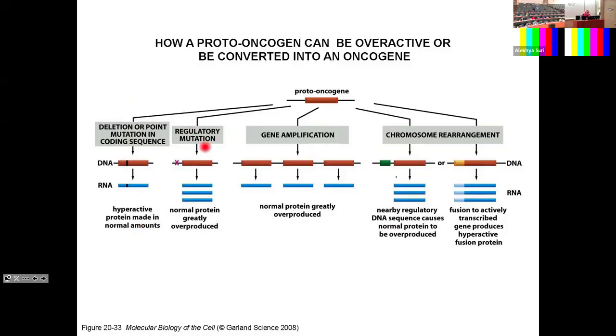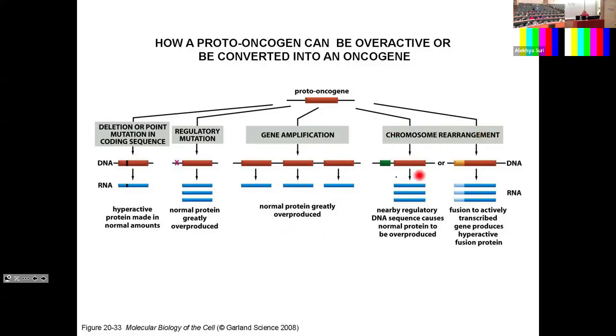In the other cases, when you have a regulatory mutation, the mutation happens in one of the regulation areas, so the normal protein is greatly overproduced. So you have more of that protein, normal. Another example is gene amplification. What happened is the normal protein is greatly overproduced, right? So there are copies of the same gene.